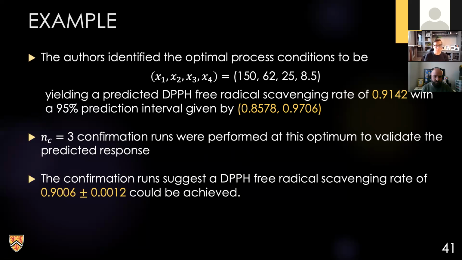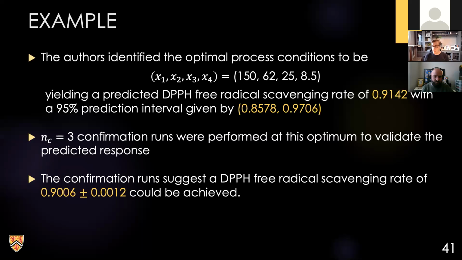And what they found was that based on those runs, they estimated the response to be 0.9006 with a margin of error of 0.0012. And so if you look at this number, 0.9006, it's smaller than 0.9142. So strictly speaking, the confirmation runs suggest that the optimal response is slightly smaller than what was predicted by the model.